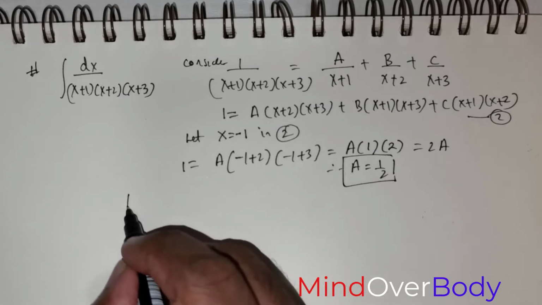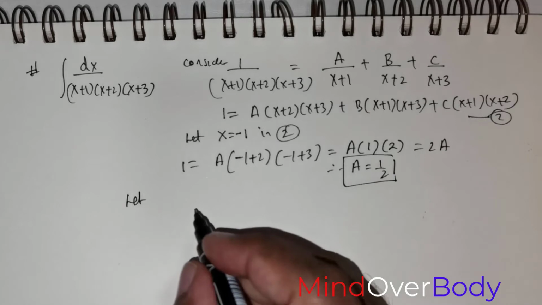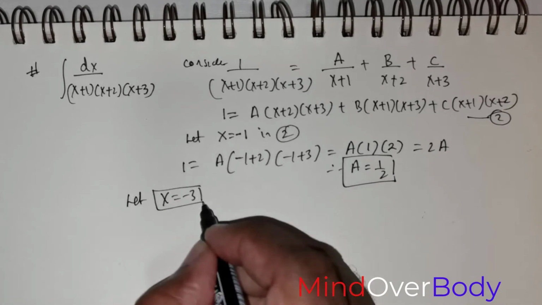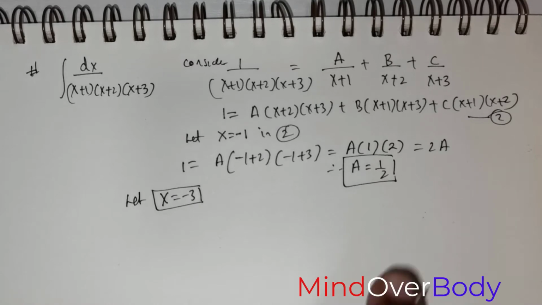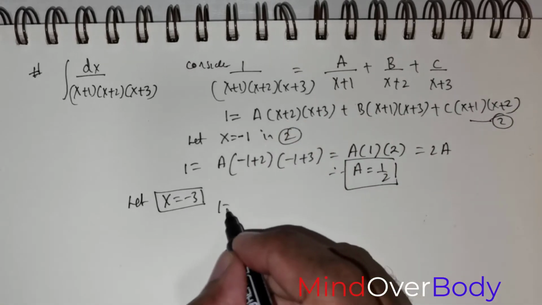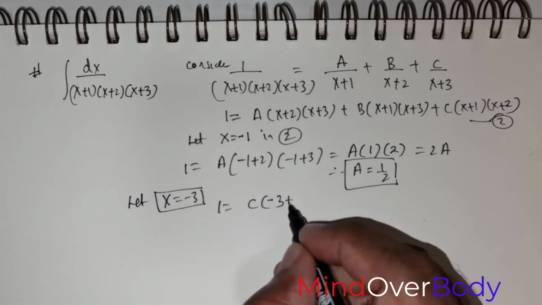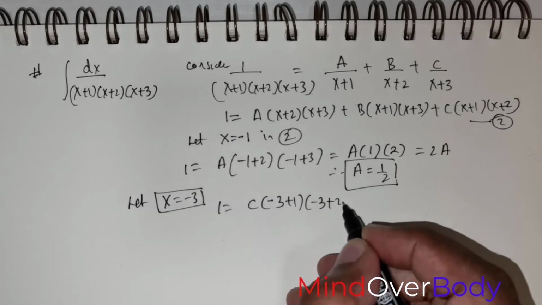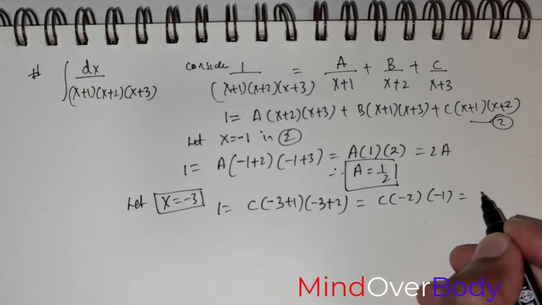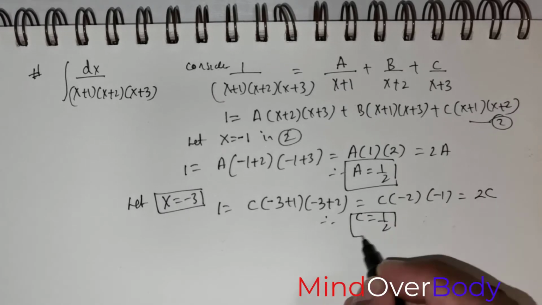Now I need to get rid of the other terms. For that, let me take x to be equal to negative 3. If I take x as negative 3, this one will vanish, this will vanish, but this will persist. So 1 is equal to C times (negative 3 plus 1) times (negative 3 plus 2). This is equal to C times negative 2 times negative 1, which is nothing but 2C. Therefore the value of C is 1 over 2.